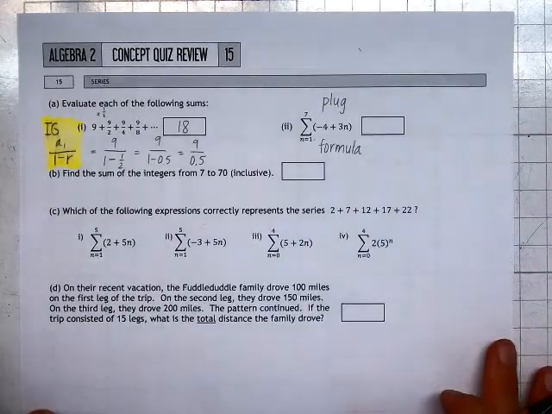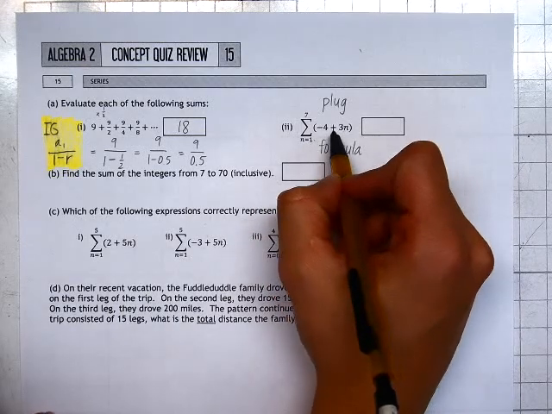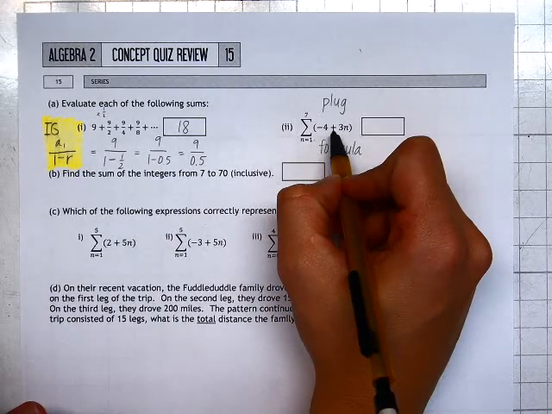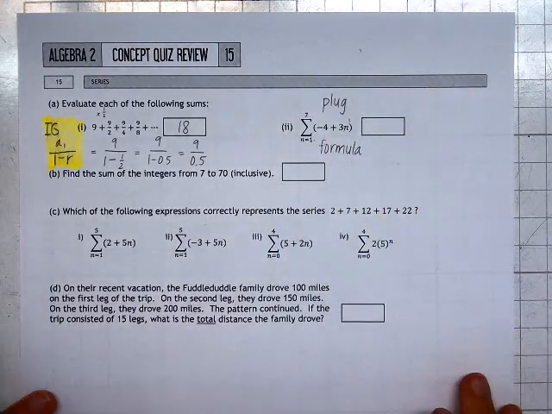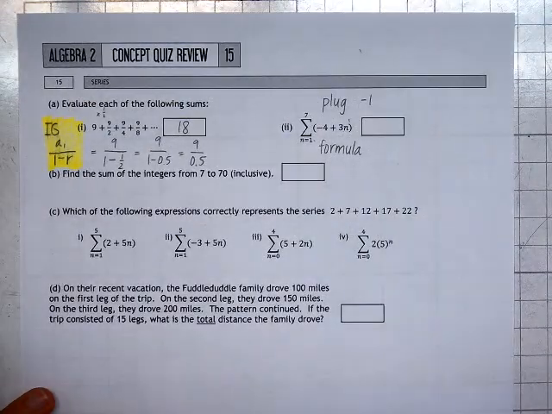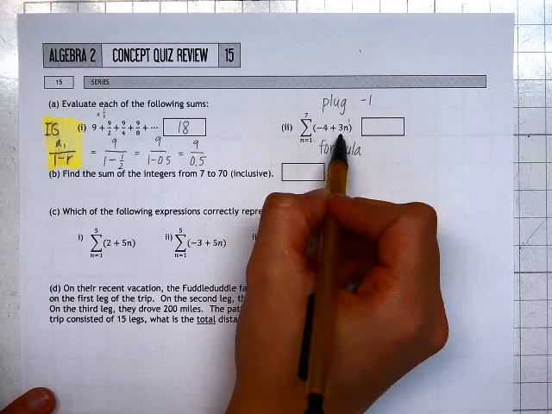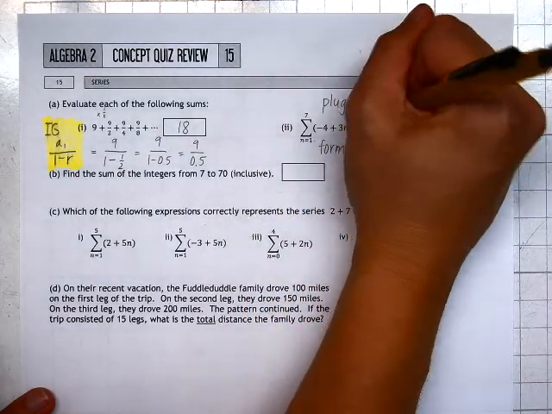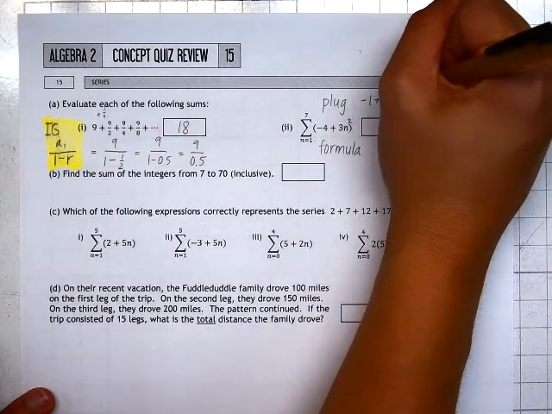In the plugging in option, we simply start with n equals 1 and plug it into the formula that's part of the sigma. If I plug in 1 for n, that gives me 3 times 1, which is 3, minus 4, which would be negative 1. Then I'll continue doing that for all the n's from 1 to 7. Since I plugged in 1, the next step is to plug in 2. 3 times 2 is 6, minus 4 is positive 2.